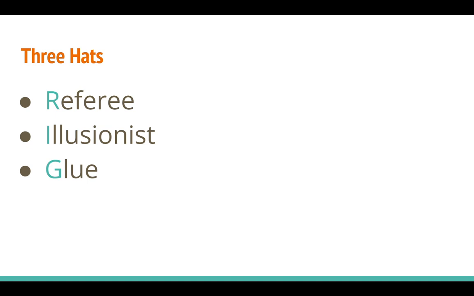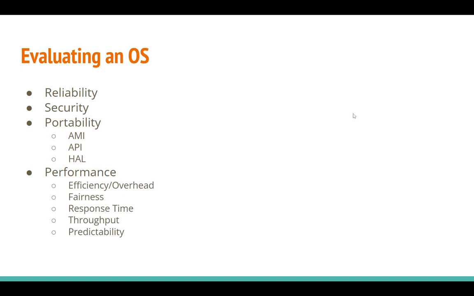Okay, so what is the referee? The referee is how the OS gives resources to the different processes, and also how it allows processes to communicate with each other while also protecting them from each other. The illusionist gives the illusion of there being more resources than there actually are from the hardware. And the glue is how the OS glues together the software and the hardware, and that's where a lot of the standard interfaces come in.